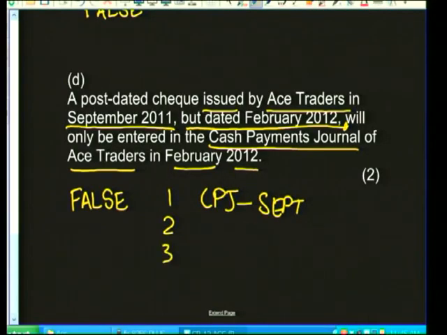Why do we do this? Once again, internal control. You need to have your checks in numerical order. Check number 1, check number 2, check number 3, and so forth. So when you are checking, you can see that no fraud is taking place, no check has been stolen, or whatever the reason may be. So therefore, the check will be entered in the cash payments journal when? In September, although it is dated for February. Okay, guys? That's the first part of the question. And that's the part of the question that you need to total, get full marks in it.